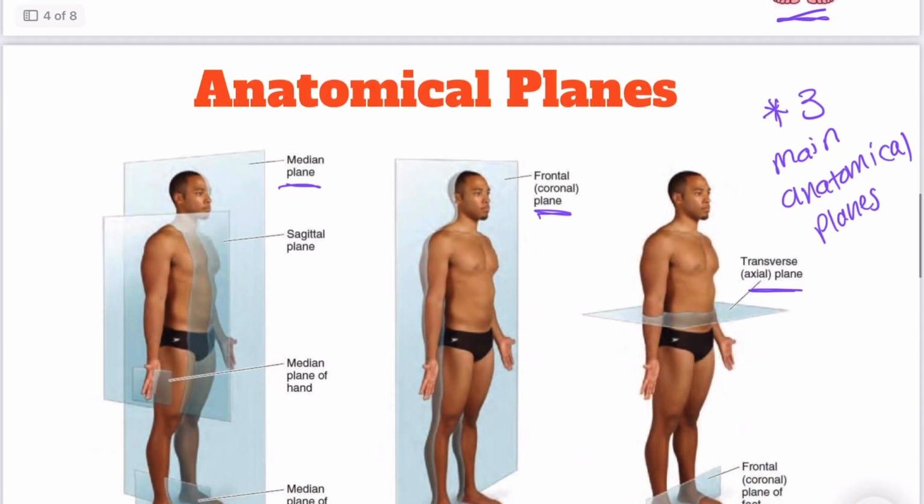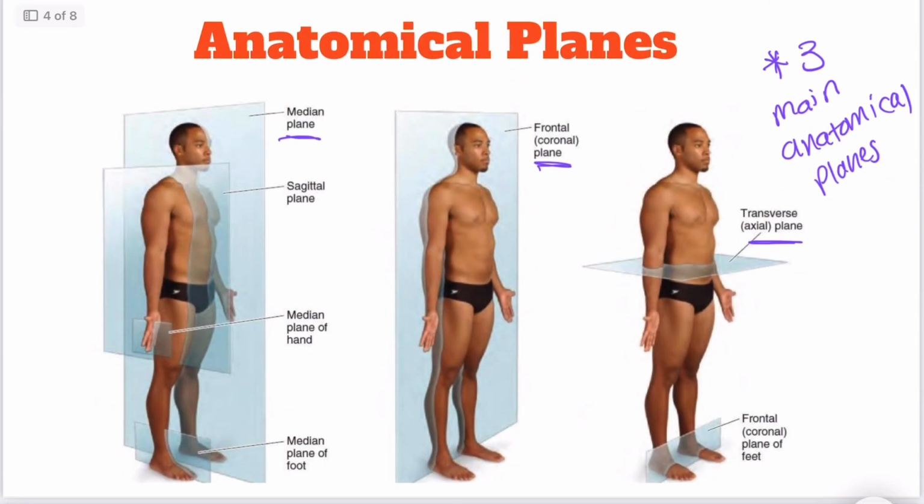So now let's start with identifying and understanding anatomical planes. So anatomical planes are imaginary lines that divide the body into sections to help describe the location of body parts. And there's actually three main anatomical planes. So we have the median plane, the frontal or coronal plane, and then the transverse or axial plane. And the median plane is a vertical plane that runs from the front to back, and it divides the body into the right and left sides.